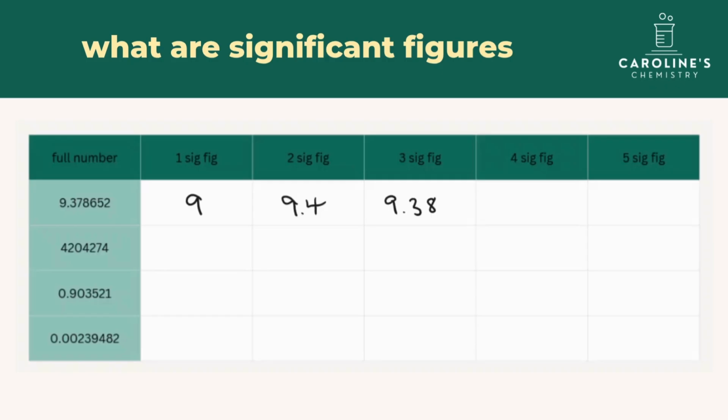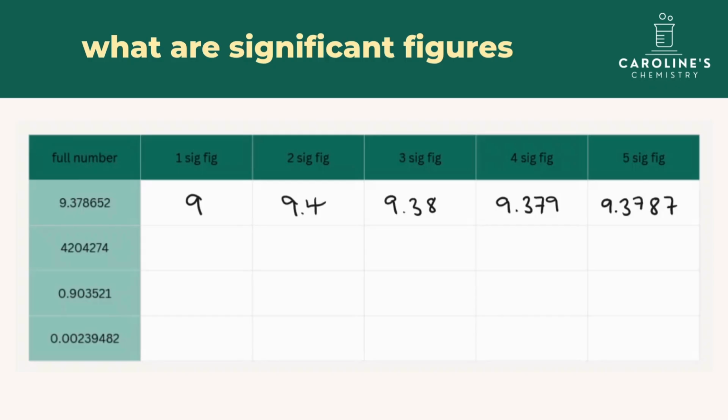Four sig figs, then again we need to round up because it's 3, 7, 8, 6, so that 6 rounds up to a 9, so 9.379. And 5 significant figures, then the next number is a 5, so that also we have to round up. So it becomes 9.3787. That's 5 significant figures.